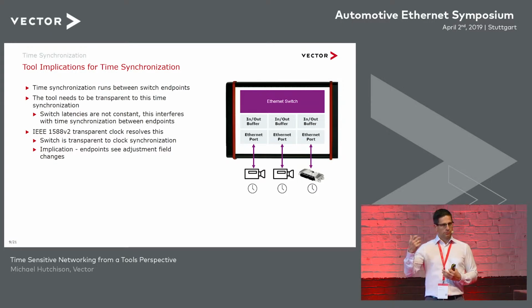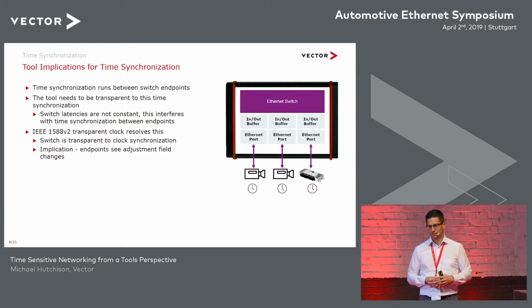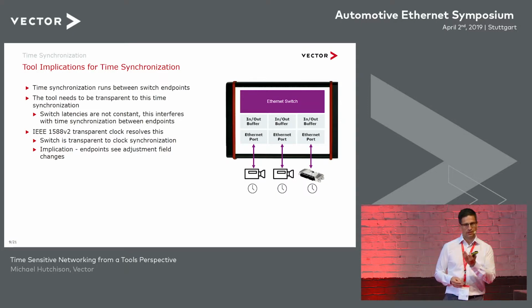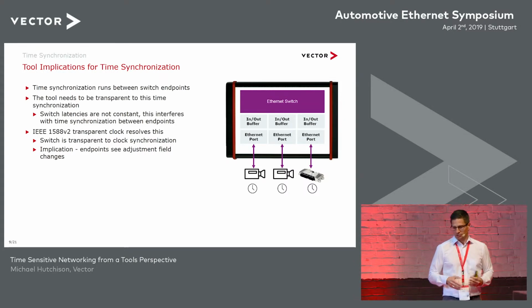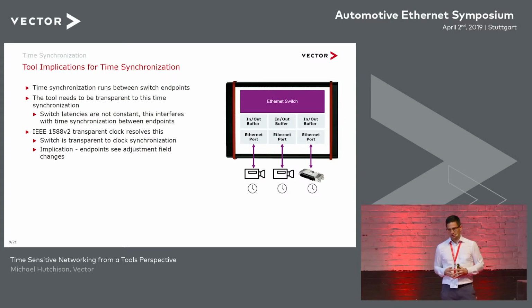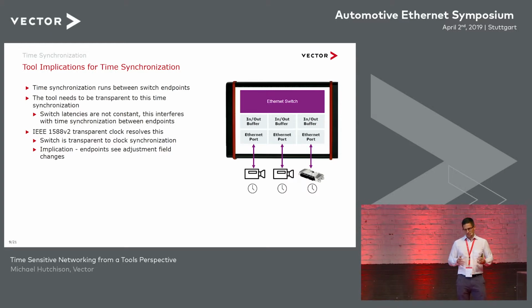In the absence of putting the master clock in the switch to provide that, one of the solutions is to use what's called a transparent clock, which is defined in the 2nd version of the 1588 spec. And essentially what the transparent clock and the switch will do is update the latency values as they pass through in the adjustment field of the 1588 frames. So in this very simple scenario, what the tool needs to do is implement a transparent clock, and the endpoints can continue to synchronize to each other, and the network will continue to work.